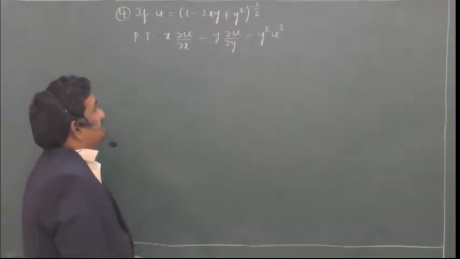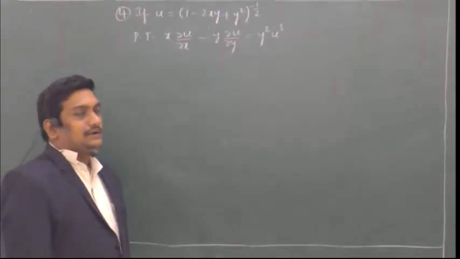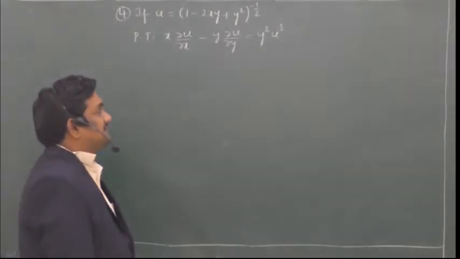U is given as 1 minus 2xy plus y square whole power minus 1 by 2. You need to prove that x into dou u by dou x minus y into dou u by dou y equals y square u cube.